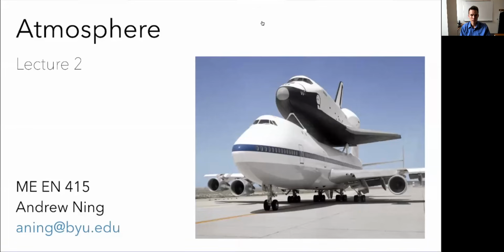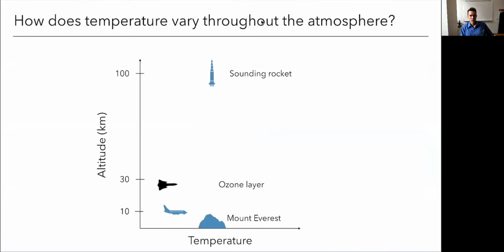We're going to talk about the atmosphere. To get started, I'd like you to try this little exercise. We want to try to predict how the temperature varies throughout the atmosphere. So on the x-axis, we have temperature. On the y-axis, we have altitude.